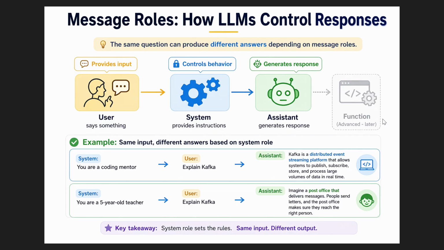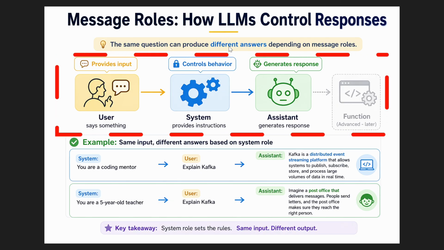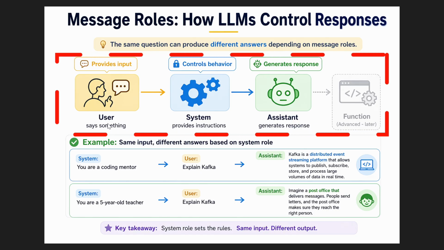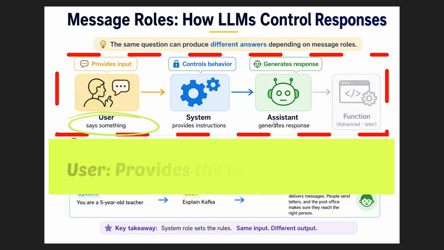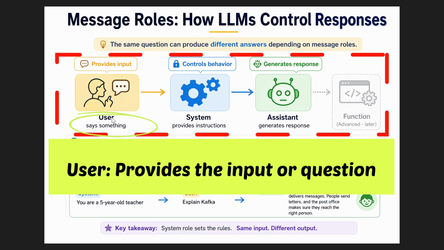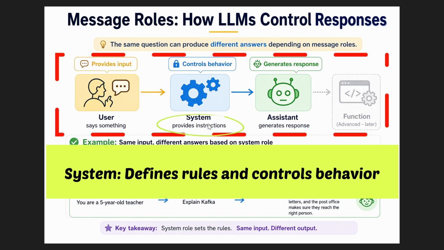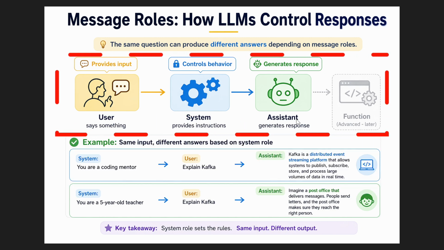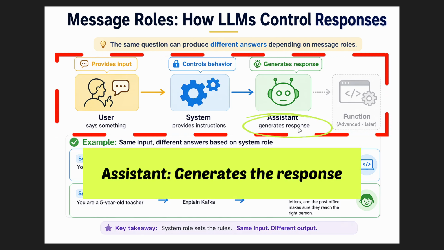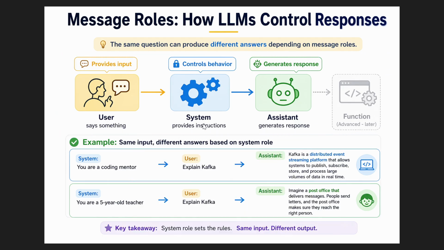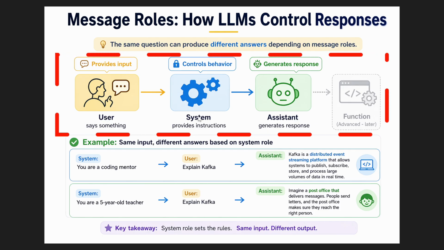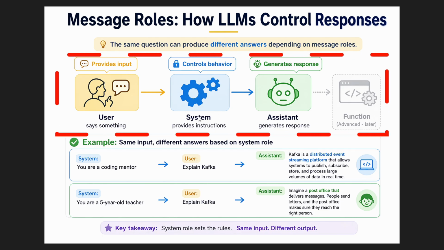So an LLM does not just take input and give output. If we look at the diagram in this picture, you can see every conversation has three main parts. The user gives input, the system defines the behavior, and the assistant generates a response. But here's the important part. The system message is not just context, it's a control. It defines how the AI should think, respond, and behave.